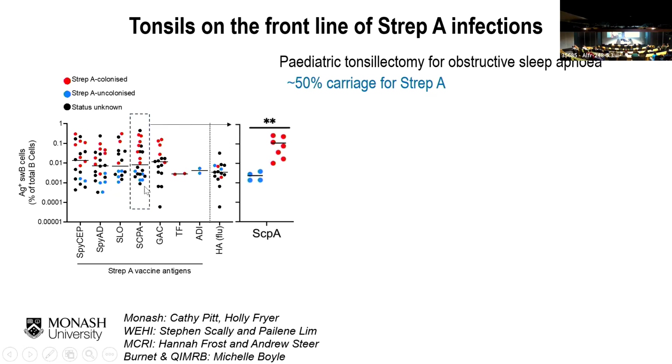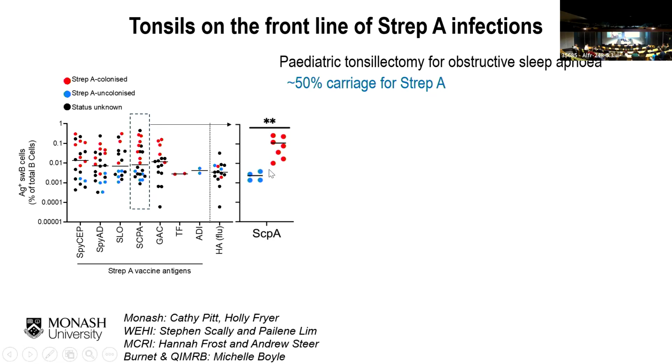Just to extract one example here, it's low numbers of samples, but we do see a greatly elevated number of antigen-specific cells if there's an active colonization going on. So these tonsils, we don't think they have tonsillitis, so an active pus infection, because that would be a contraindication to the surgery taking place in the first place.